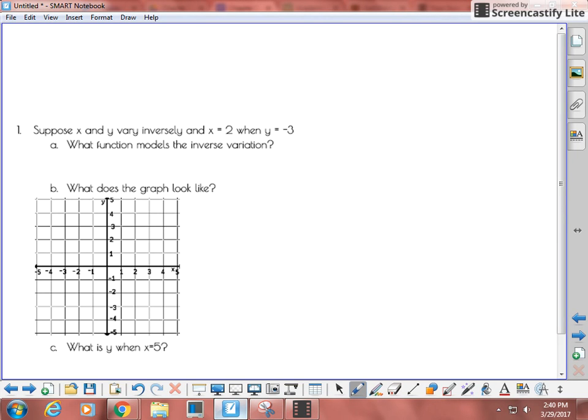So to start with, we're going to make equations and graphs based on this. The first question says, suppose x and y vary inversely, and that x is 2 and y is negative 3. Okay, so first, to be inverse, my equation for that is x equals k over y, or I could also do y equals k over x, or I could do k equals xy. Those are all technically inverse equations.